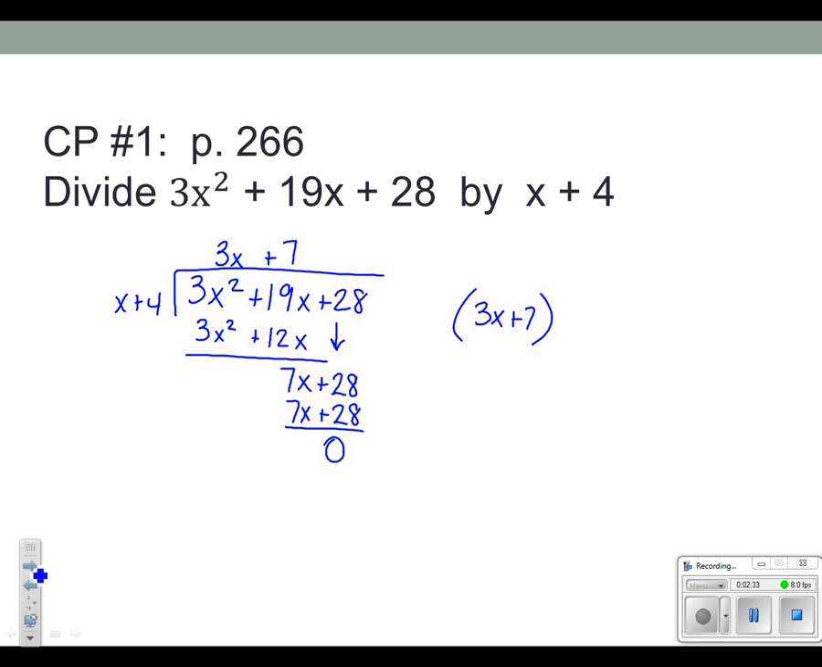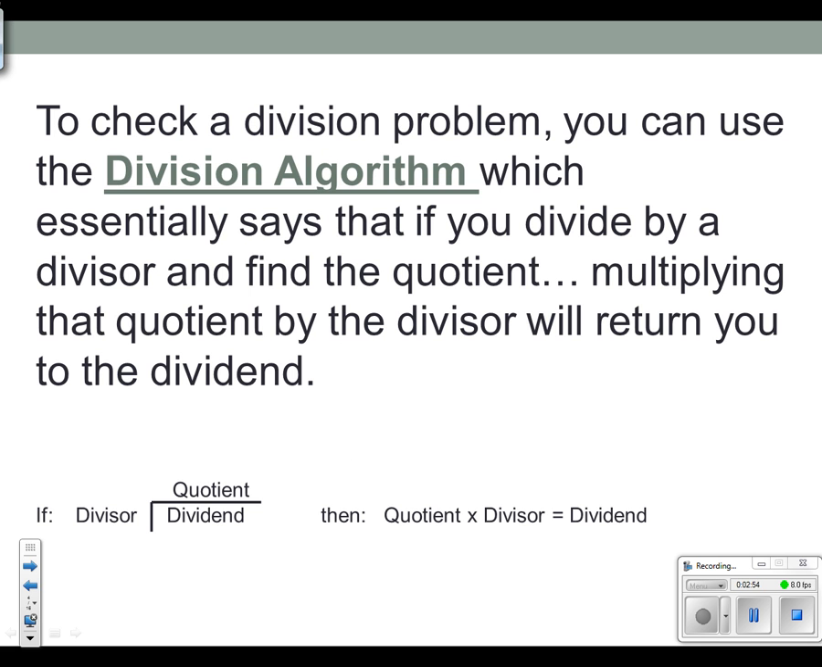If you wanted to check yourself, you guys know that the answer to a division problem, the quotient, multiplied back by the divisor should give you the polynomial that you started with. So always consider that as a check for yourself before you abandon it and figure your answer is right. That's summed up by what's called the division algorithm. It essentially says that if you divide by a divisor and find a quotient, multiplying the answer back by the divisor should return you to the dividend. I diagrammed that out here for you, and again, it provides you an opportunity to check your answer.